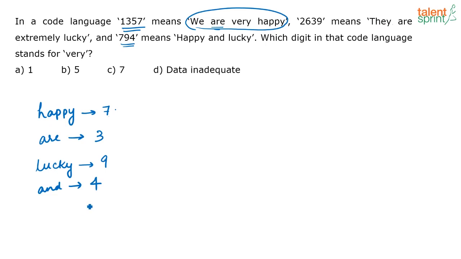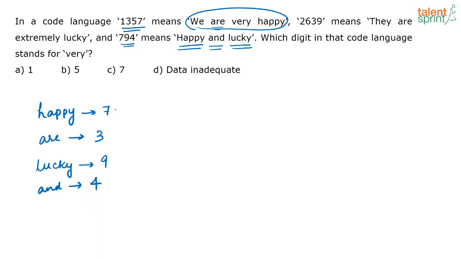Now if I look at this third statement, here I know the code for happy is 7, the code for lucky is 9, and I can say the code for "and" is 4. So I got the code for "and" also. So this full thing I have actually decoded.